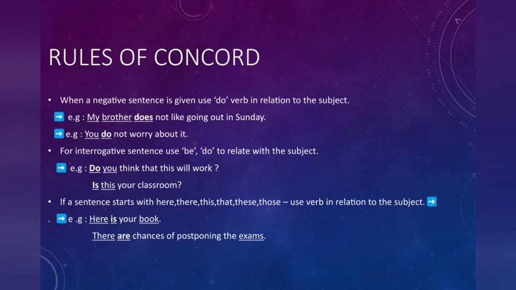The next rule is, if a sentence starts with here, there, this, that, these, those, you have to apply the verb in relation to the subject. See here the example. Here is your book. The sentence starts with here, but don't worry about it. The subject here is book. Book is a singular subject, so we are using is here. And the second example, there are chances of postponing the exams. So here we are using are.